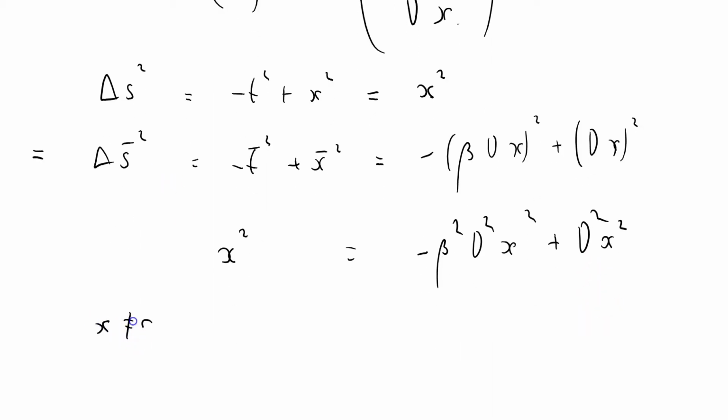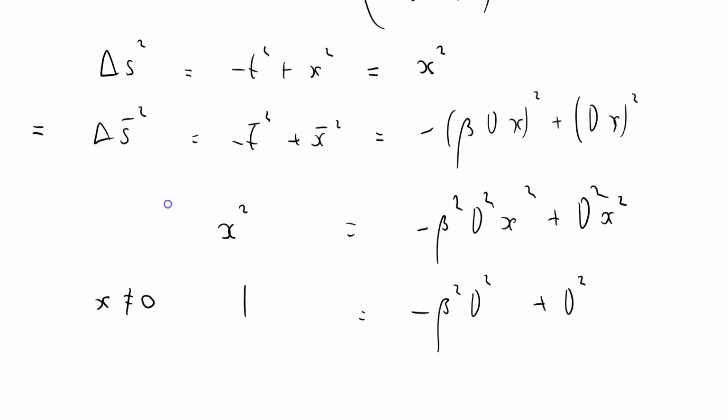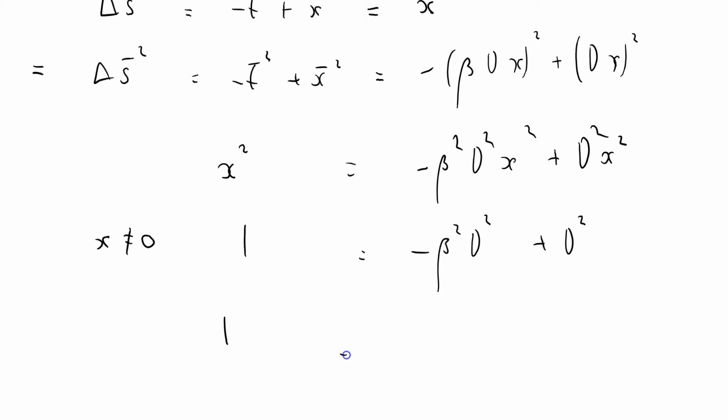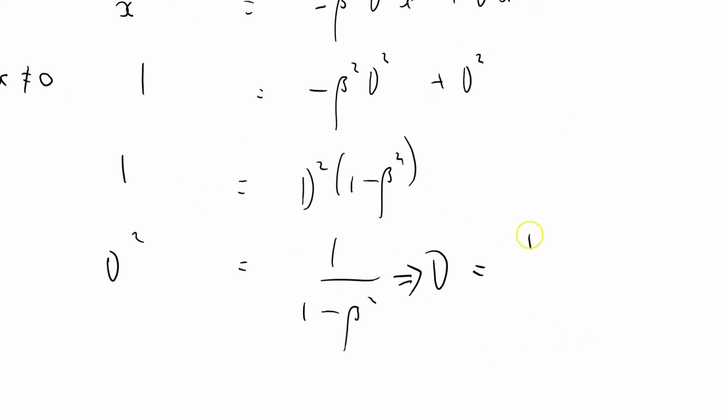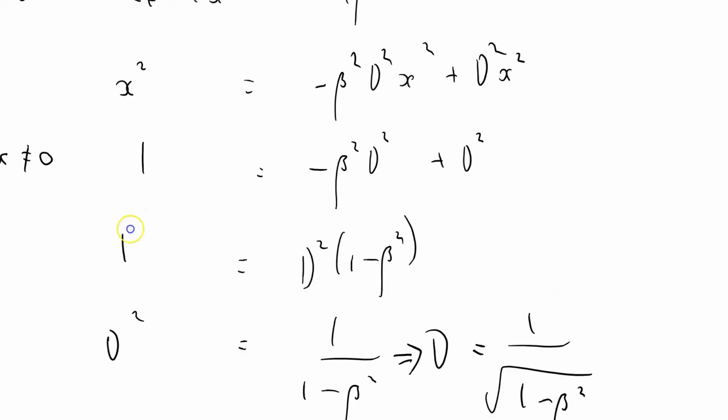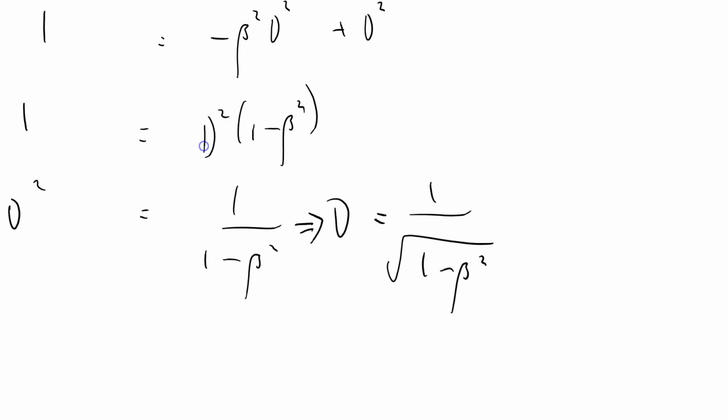So if x is not equal to 0, I can cancel it. 1 equals minus beta squared d squared plus d squared. That tells me that 1 equals d squared, 1 minus beta squared. So that tells me that d squared equals 1 over 1 minus beta squared, and that tells me that d equals 1 over root 1 minus beta squared. There is in fact a sign error, but I'm again going to choose the positive sign. So I've found out what d is. Oh, and that's equal to gamma, of course.